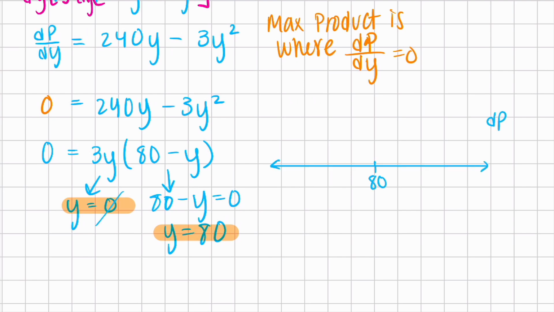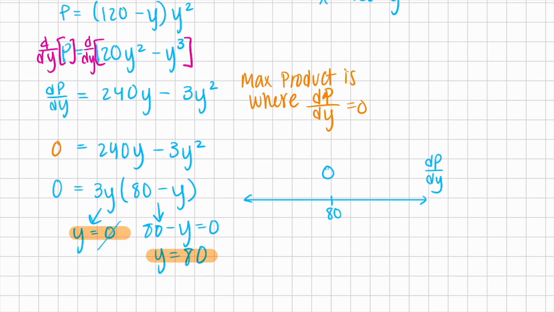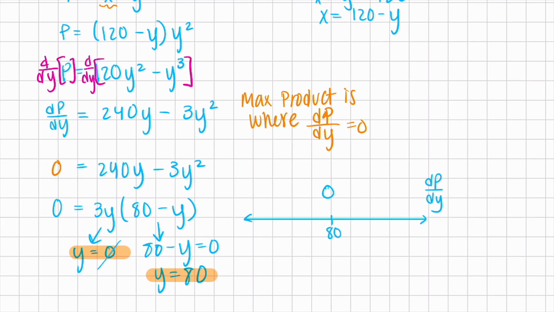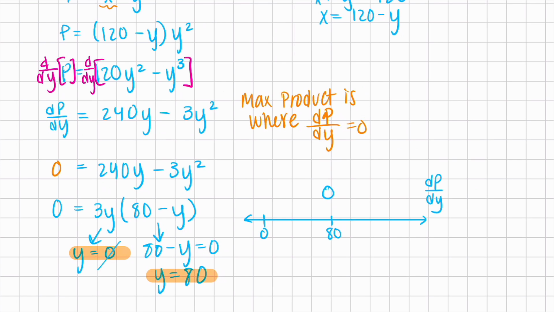So at 80, I know that dP/dy is 0. And let's check around 80 because I want to know where I am increasing and decreasing. So let's pick 10. Let's test 10. I'm going to plug 10 into dP/dy. So we get 240 times 10 minus 3 times 10 squared, which is 100. So 2400 minus 300. That's clearly going to be positive. Okay, so P of y is increasing between 0 and 80.